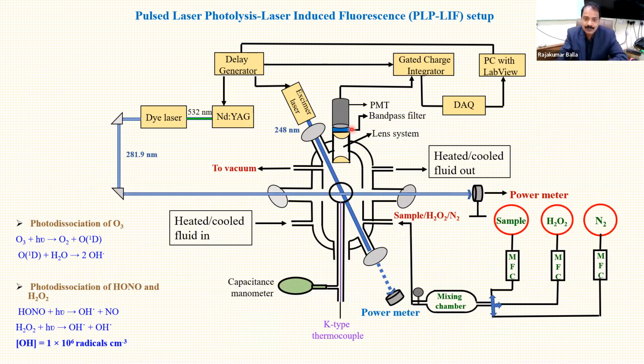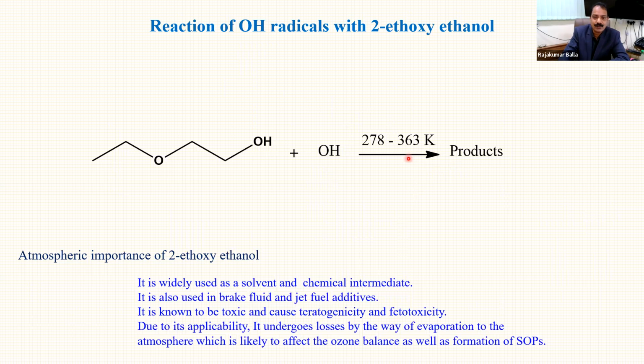But when you do a reaction, for example, I have taken 2-ethoxyethane, and the importance of the compound is that it is a very widely used chemical. I do not want to get into those, but I will talk about the chemistry we have done. The temperature range we have covered is 278 to 363 Kelvin. How did we do it? We have put hydrogen peroxide and photolyzed at 248 to form 2 hydroxyl radicals in the presence of the compound.